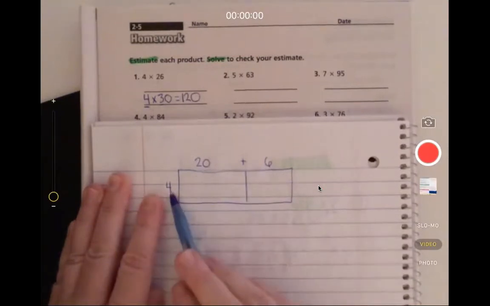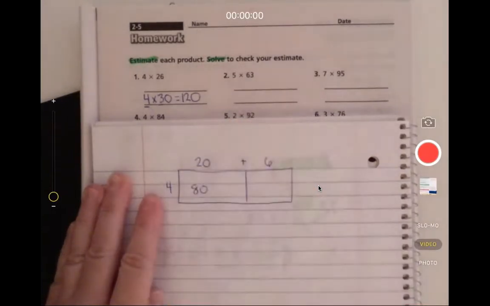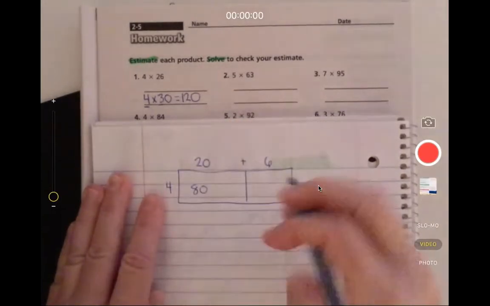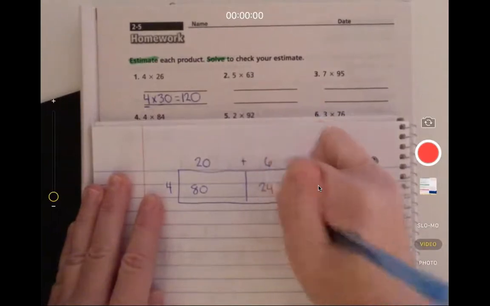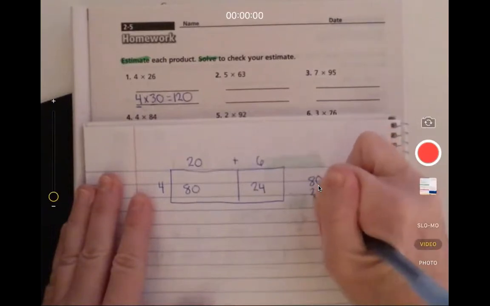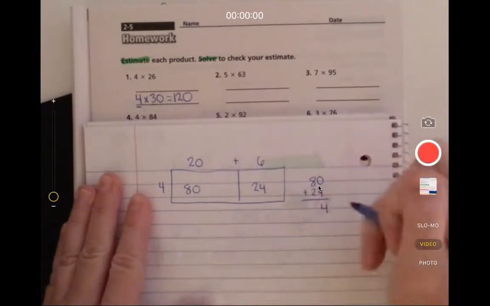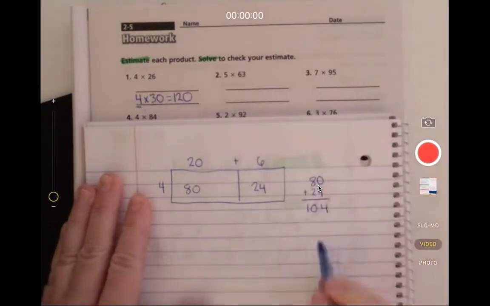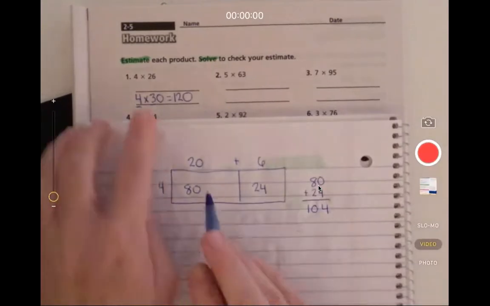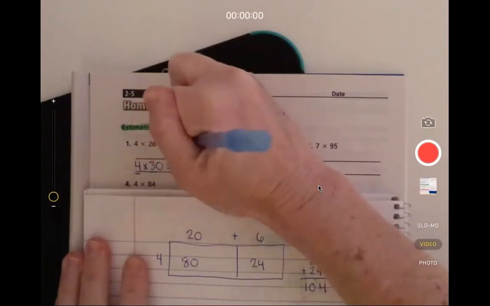Okay, now I can do the math. 4 times 20, I know that's 80. 4 times 6, I know that's 24. So now I'm going to add these two numbers together. Start with the big number, 80 plus 24, that's 104. So if I was to put this up here, sorry, it's kind of fuzzy. There we go. Then the actual answer is 104.